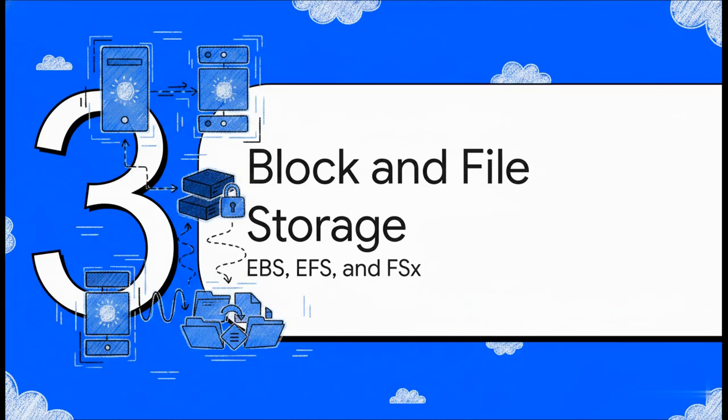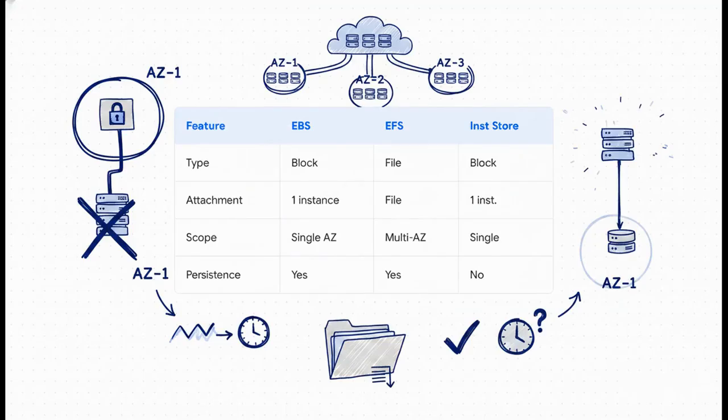All right, section 3, block and file storage. Let's take a look at EBS, EFS, and FSX. So let's contrast our main options here. EBS is persistent block storage tied to exactly one virtual EC2 server in a single availability zone. EFS, on the flip side, is file storage. It acts as a shared network drive for Linux servers, meaning thousands of servers can access it at the same time across multiple availability zones. Then we have the Instant Store, which is another type of block storage, but the major catch here is that it's strictly temporary.